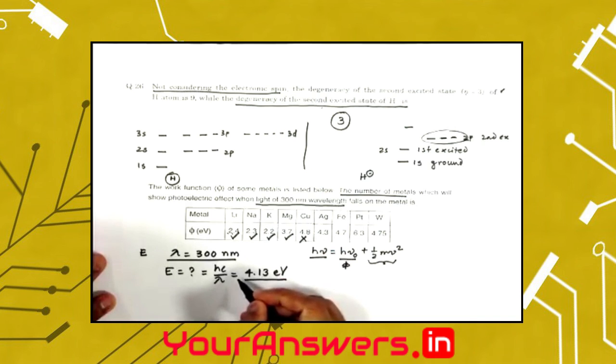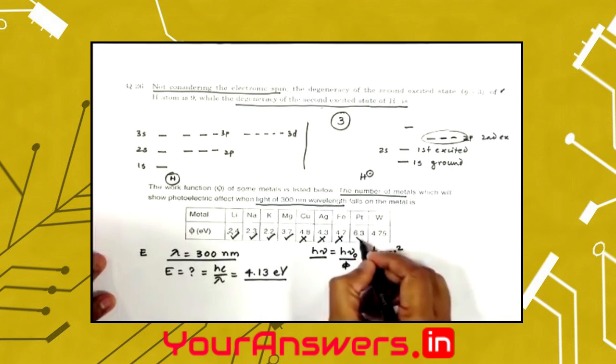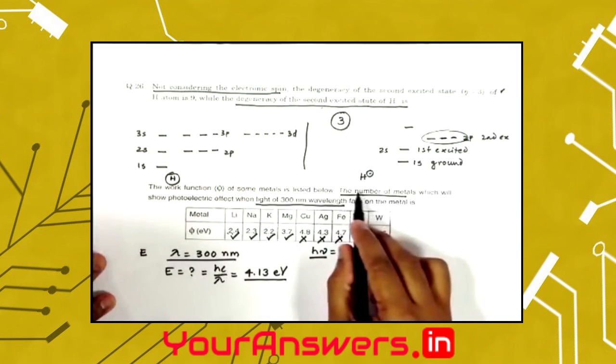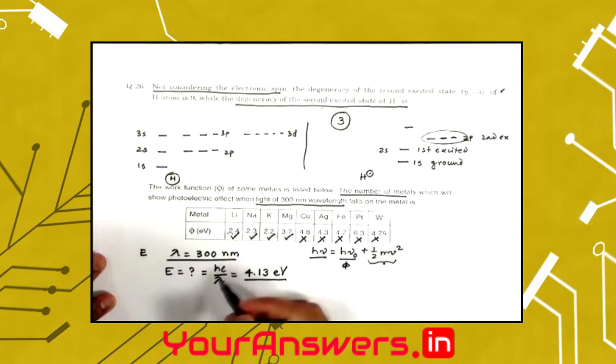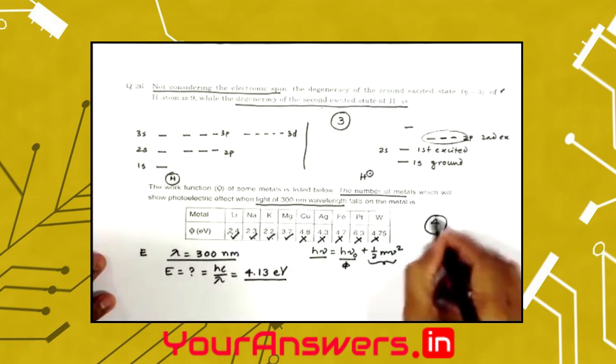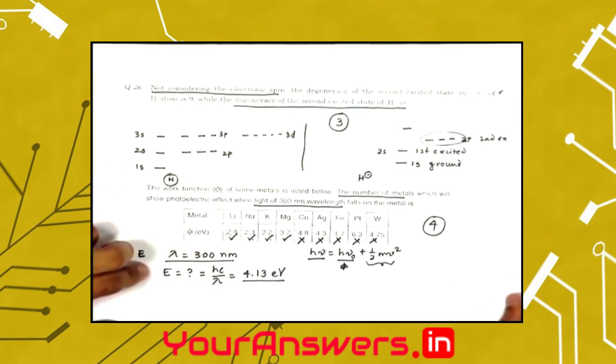So, this cannot remove photoelectron. 4.3 is greater than 4.13, it cannot. 4.7 again cannot. 6.3 is way high, cannot. 4.75 it cannot. The question is to find out the number of metals which will show photoelectric effect. So, I can see 1, 2, 3, 4. Only 4 metals will show photoelectric effect when I supply this radiation.